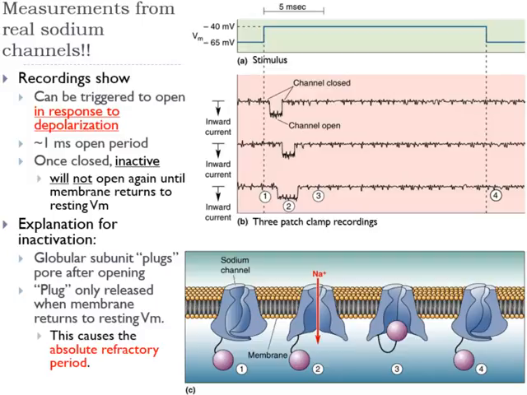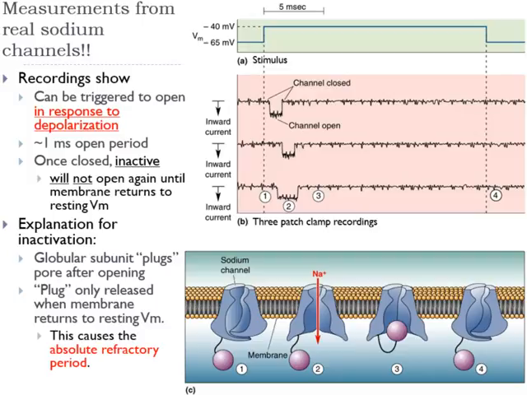So it's called a globular subdomain. And that globular subdomain basically just plugs the pore after the opening. And the plug will only be released when the membrane returns to the resting membrane potential, which allows the channel to reset. So what this means is the first time you stimulate a neuron, that sort of brief moment that you initially stimulate a neuron, you'll get lots and lots of these sodium channels opening. We only are recording from 3, but there would literally be thousands and thousands and thousands of them on just a tiny stretch of axon membrane.